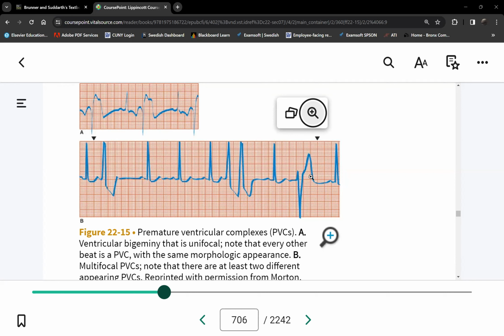How did we identify a PAC again? What follows a PAC? A short pause, correct? So about 2 big blocks or more. This one, is it also followed by a pause? Yes. So every time you see a PVC, there's always a pause before the underlying rhythm resumes. So this one, that's a couplet, and then followed by another short pause, followed by a normal QRS.